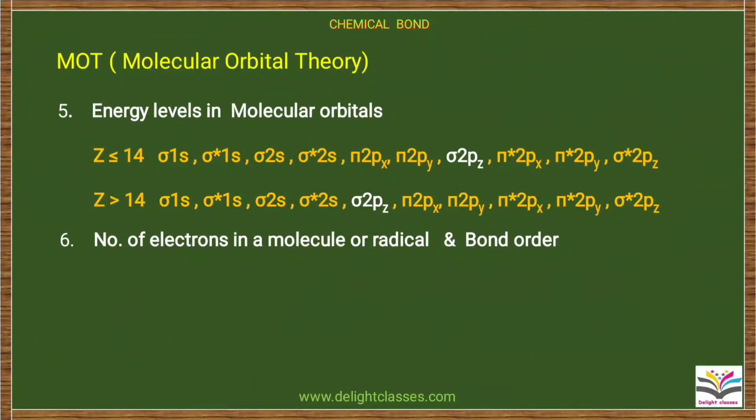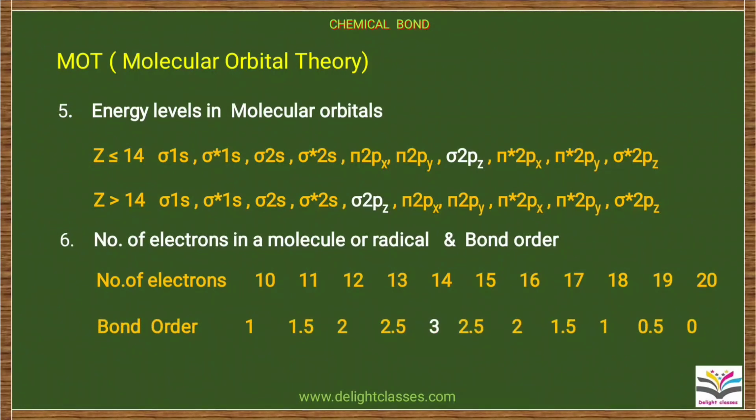Number of electrons in a molecule, radical and bond order. Number of electrons 10, 11, 12, 13, 14, 15, 16, 17, 18, 19, 20. Bond order 1, 1.5, 2, 2.5, 3. From there it decreases: 2.5, 2, 1.5, 1, 0.5, 0 respectively.